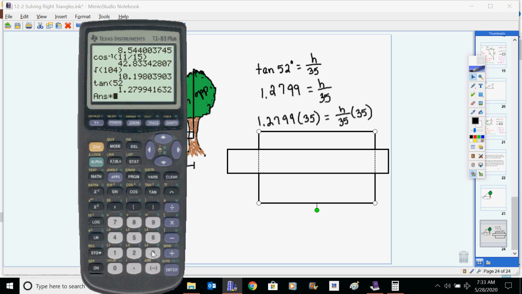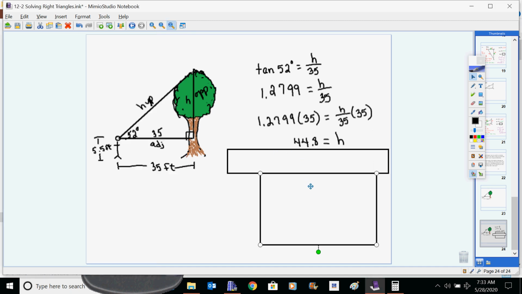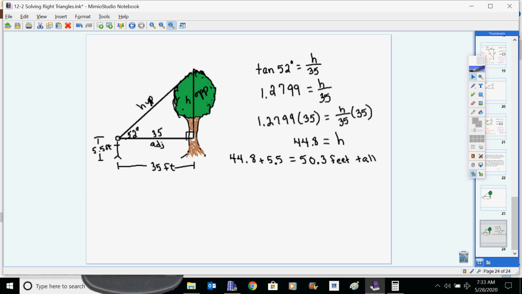Answer times 35. 44.8 is about the height from here to here, but keep in mind that your eyes are 5.5 feet above, so we have to add that 5.5 on there. So the tree from the bottom to the top is 50.3 feet tall, and that's a good use of this because you wouldn't necessarily want to climb up there, but it would be useful to find out how tall it is sometimes. So there's that.